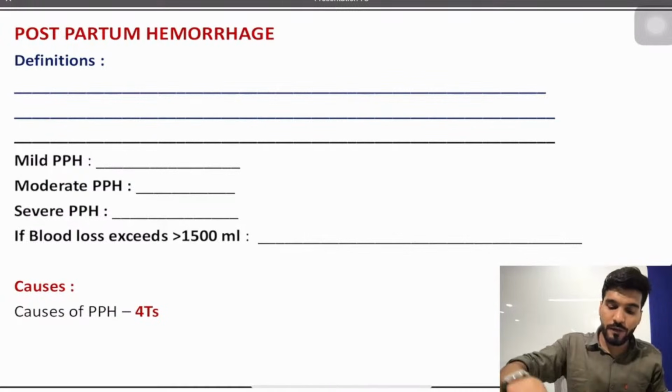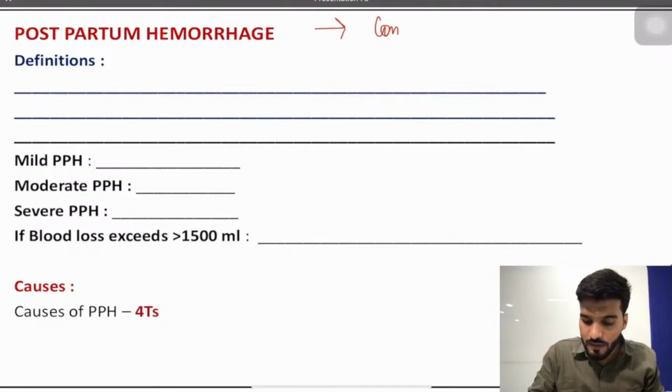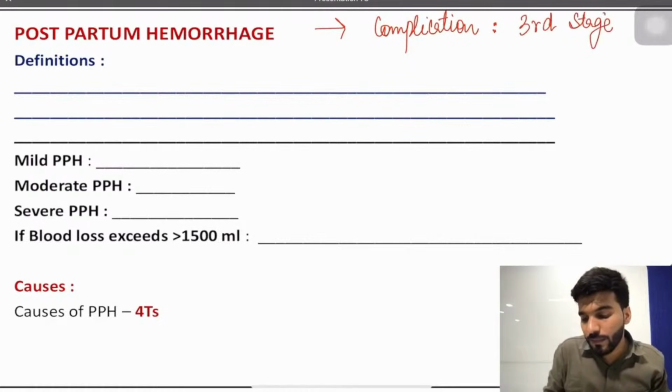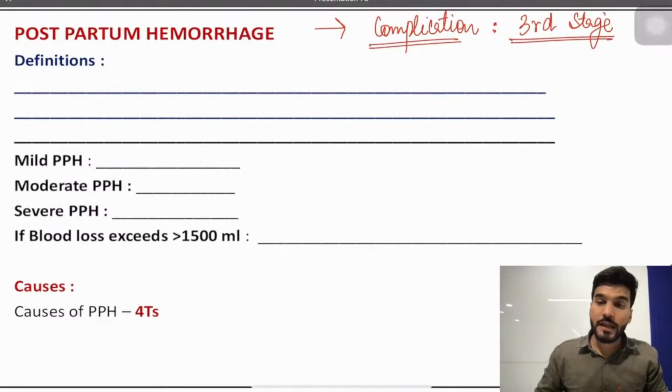So it's a complication of the third stage of labor. So what is the third stage of labor? The third stage of labor is from the delivery of the baby to the delivery of the placenta.